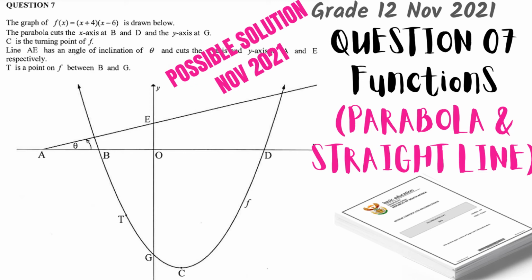We are going to do question 7. We are still continuing with functions, and this is a parabola or quadratic and a straight line or linear function, from your grade 12 November 2021 past paper.